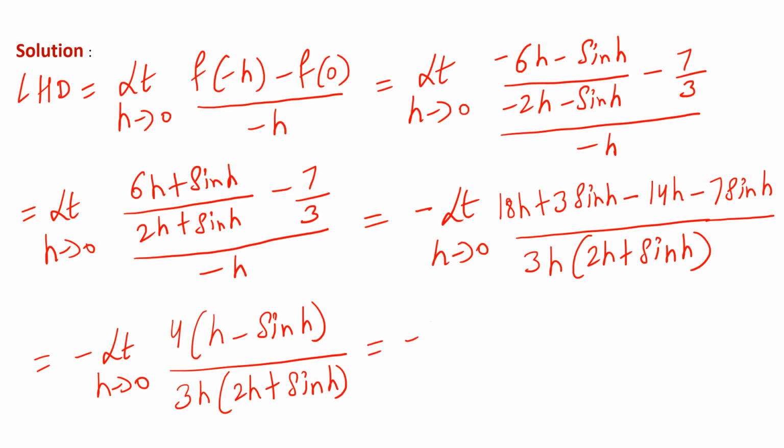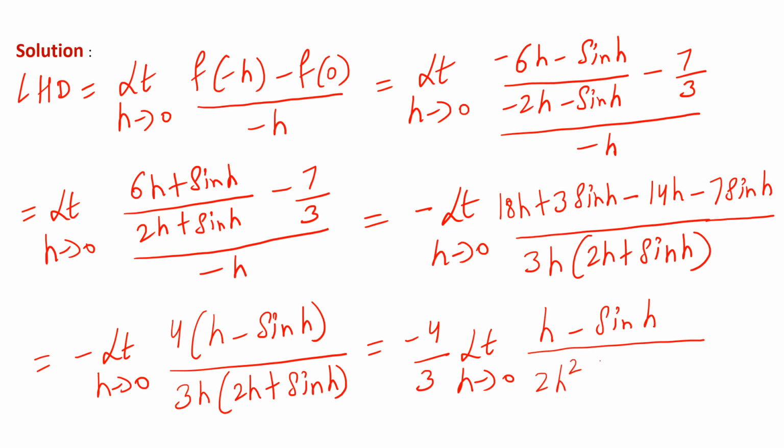Now students, this further becomes equal to minus 4 upon 3 limit h tending to 0, (h minus sin h) whole divided upon 2h square plus h sin h. Now students, if you put h as 0 in the numerator and denominator, the form of the limit becomes 0 by 0 form. So that means we can apply L'Hospital's rule because both numerator and denominator are differentiable functions and the form of the limit is 0 upon 0.